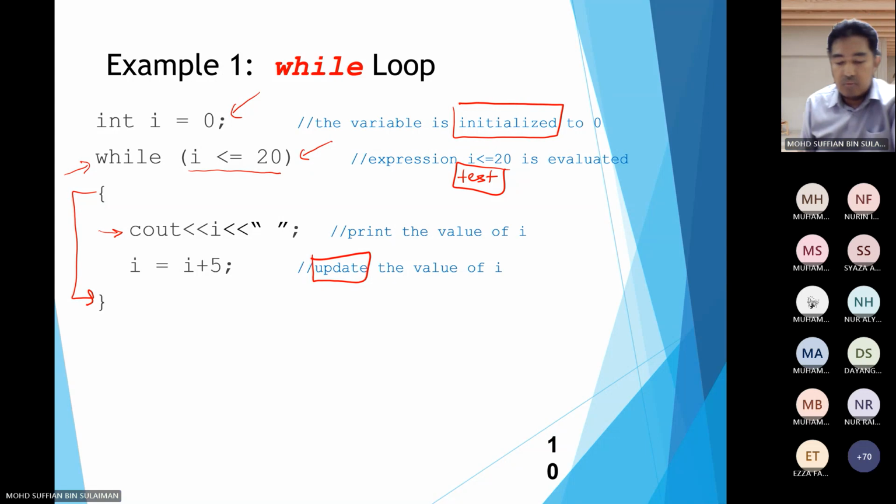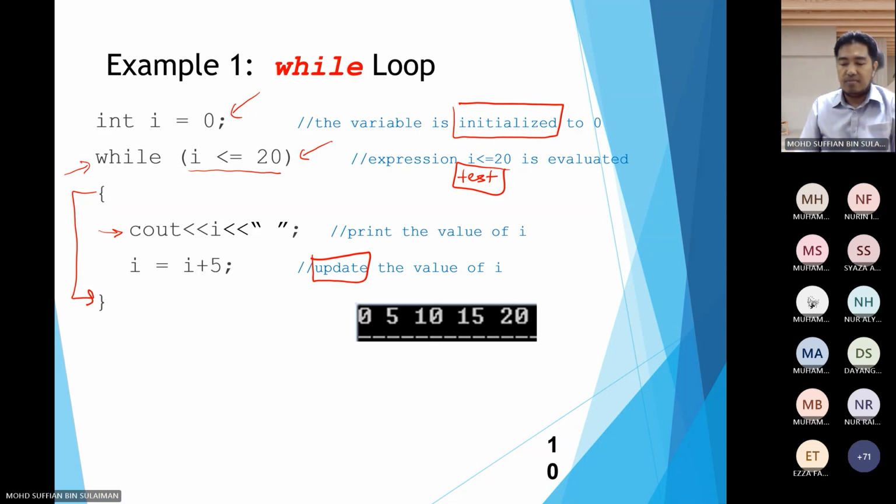Okay, so what is the output? Can someone guess what is the output? When I compile and execute it, what would be the output? Muhammad Azhan. 0, 5, 10, 20. Is it correct? 0, 5, 10, 15, 20. Okay, so this is the output.